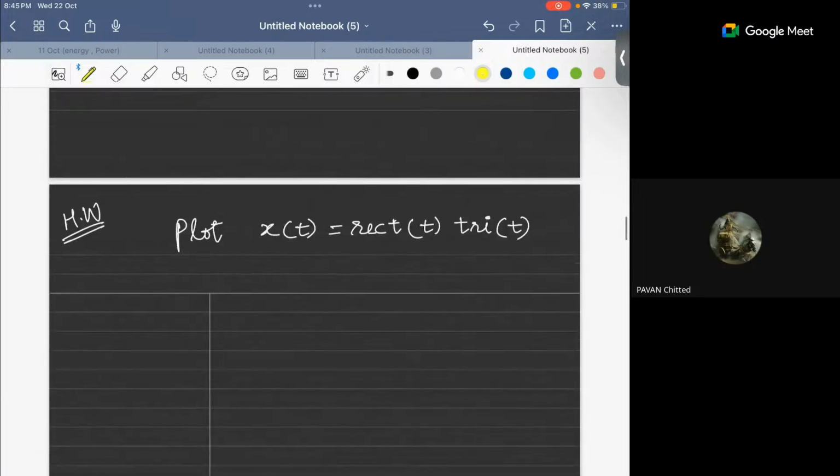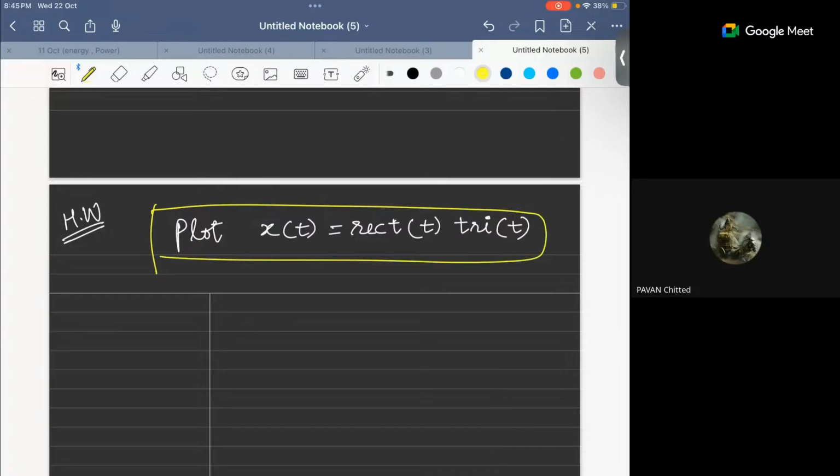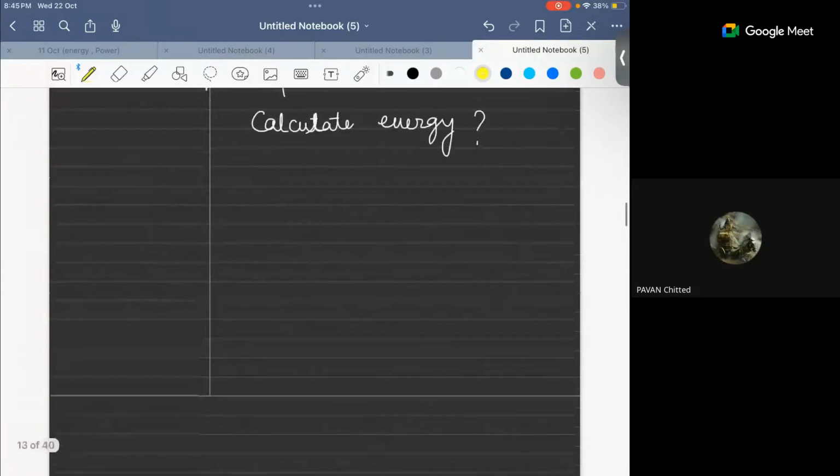So this you can plot at home. I'll share this slide. There are some more questions.